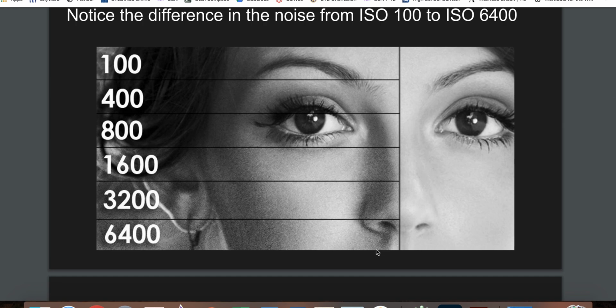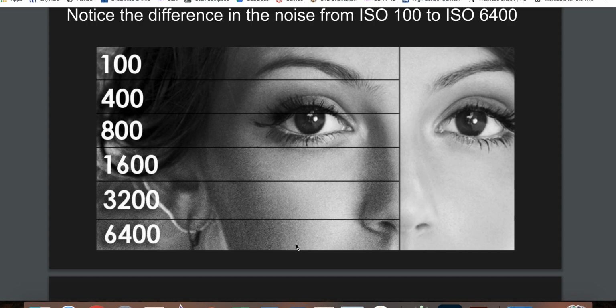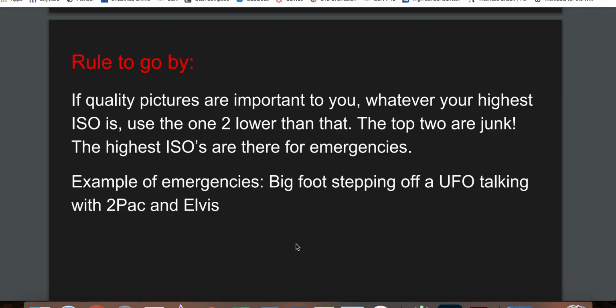Here's another example of the noise, the graininess that happens once you get into those higher ISOs, and how it affects your subject and your photography, which some people may like. Most people generally do not like the look of this. So here's a good rule to go by. If you, like I and many others, do not like that look, then we really don't want to use the highest ISOs. And when you're metering and learning how to figure out which ISO to use, generally you want to use about 2 lower than that.